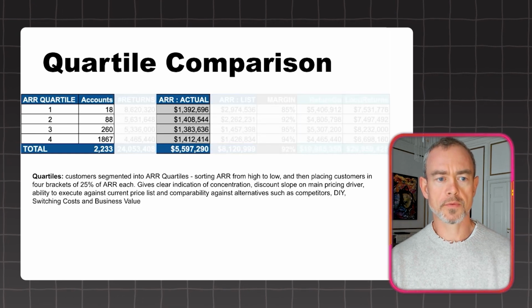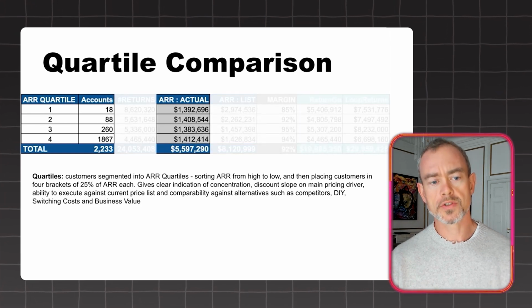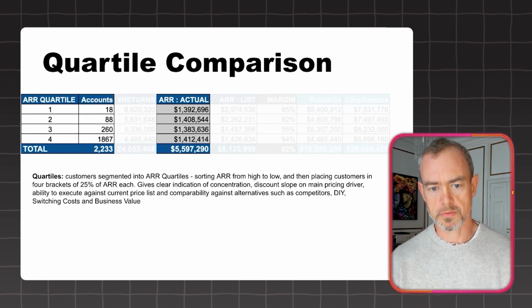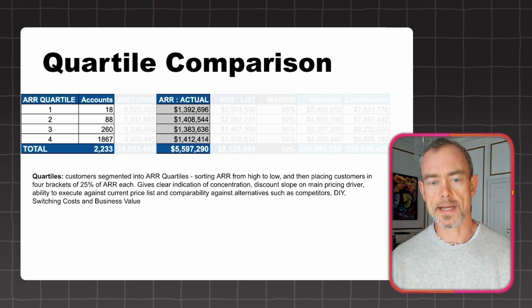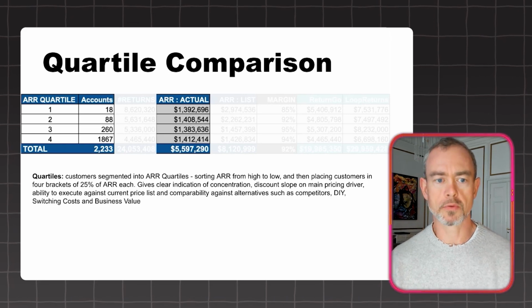So the first thing that we see here is that we have 2,233 accounts. So that's number of customers. And they bring in 5.6 million of ARR today. That's the actual executed price that we have today.